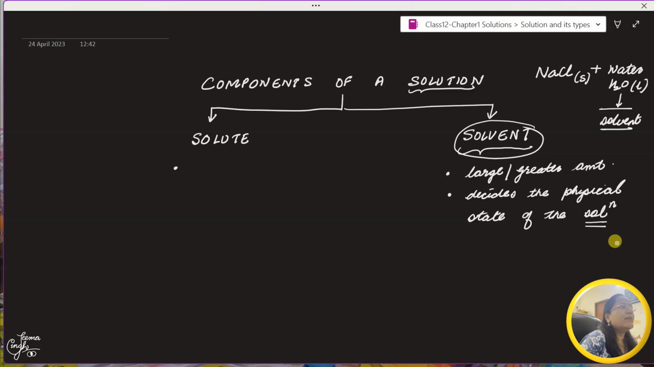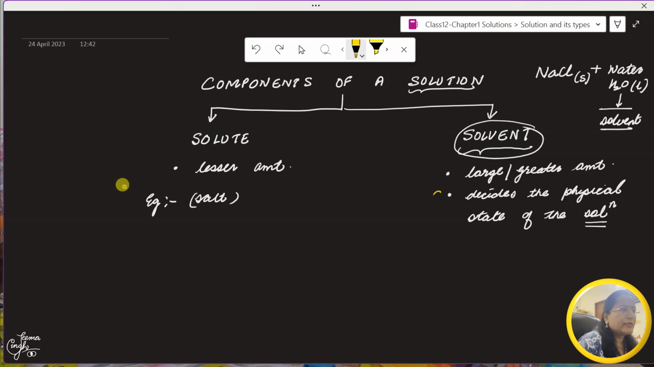Solute is present in lesser amount. Of the two components, the component present in lesser quantity is called the solute, right? So you have salt as an example of solute. In the above example, we have salt as solute and water as the solvent.